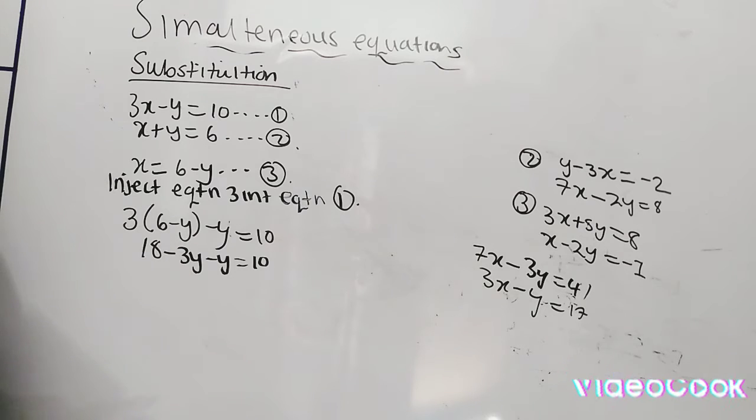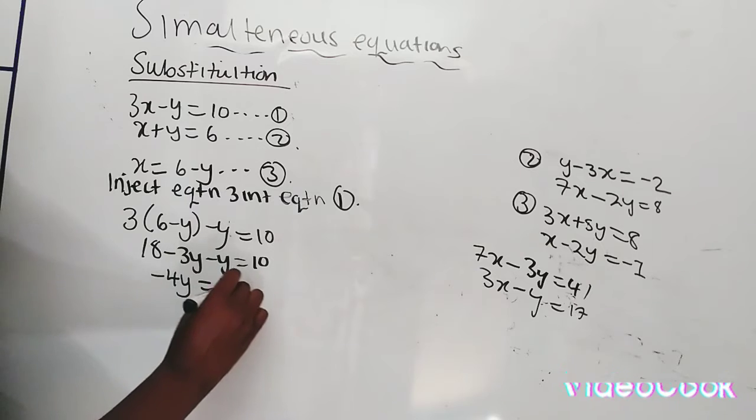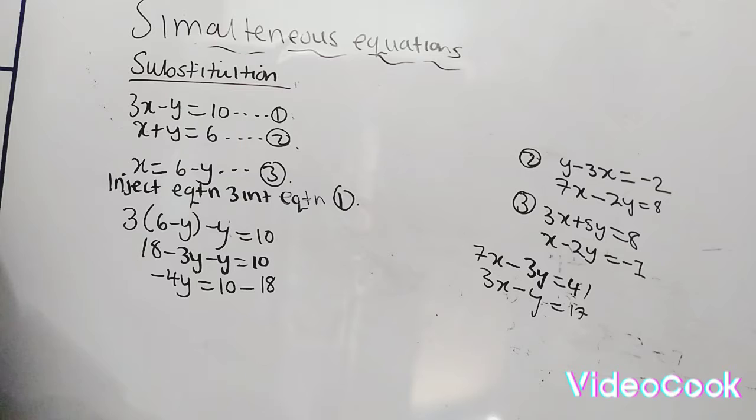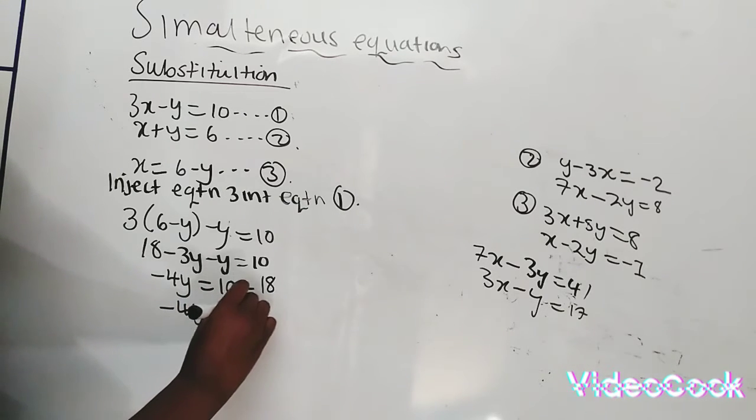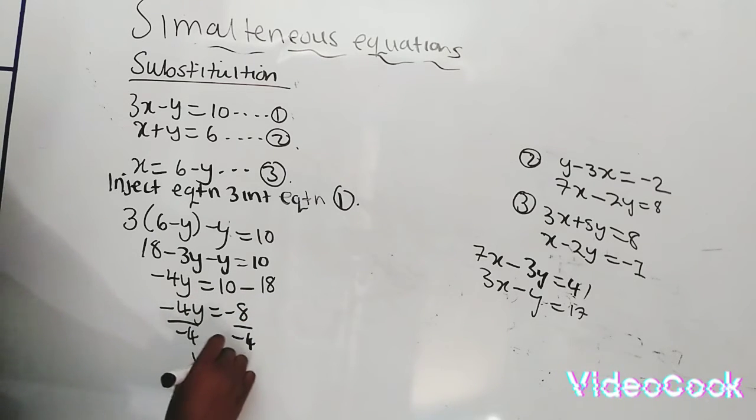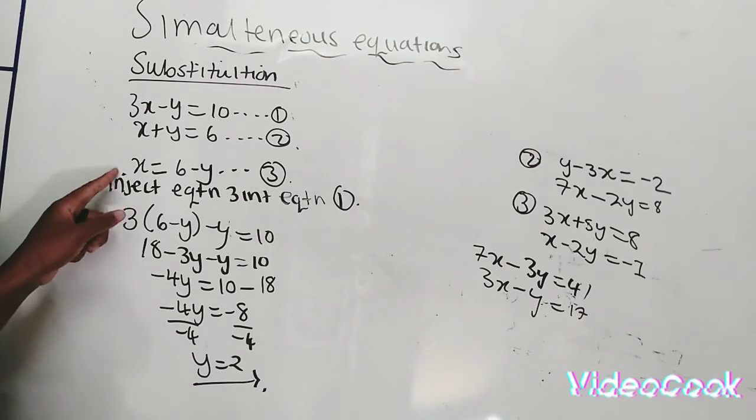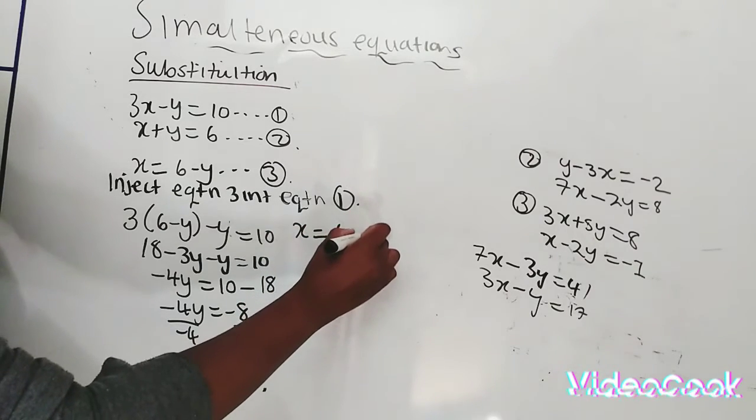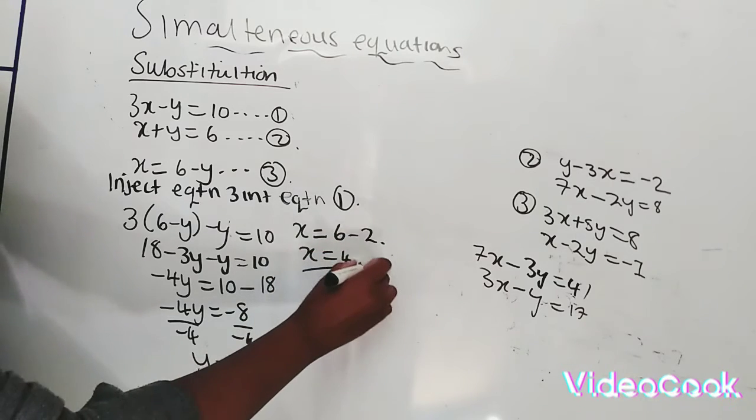What's minus 3y minus y? That's negative 4y. So minus 4y is equal to 10 minus 18. 10 minus 18, I'll just get a negative 8. Minus 4y is equal to negative 8. We divide by negative 4 both sides. We get our y value as 2. Since we got our y as 2, we go back to equation 3 and say x is equal to 6 minus y. In place of y, we write 2. So our value for x will be just 4.